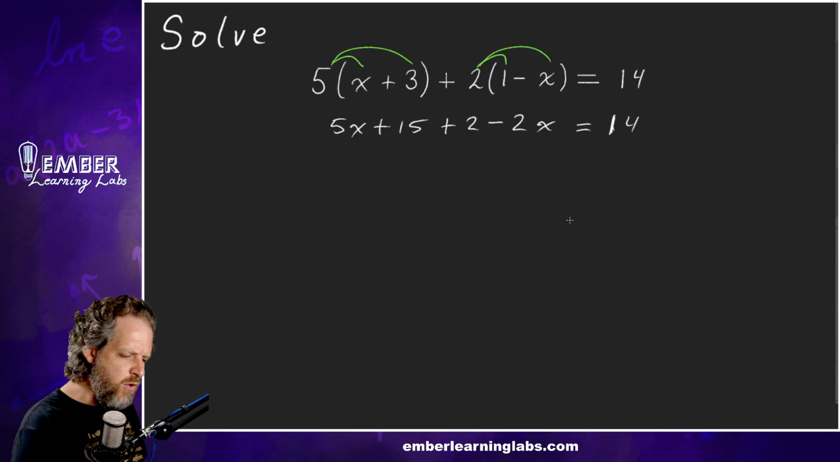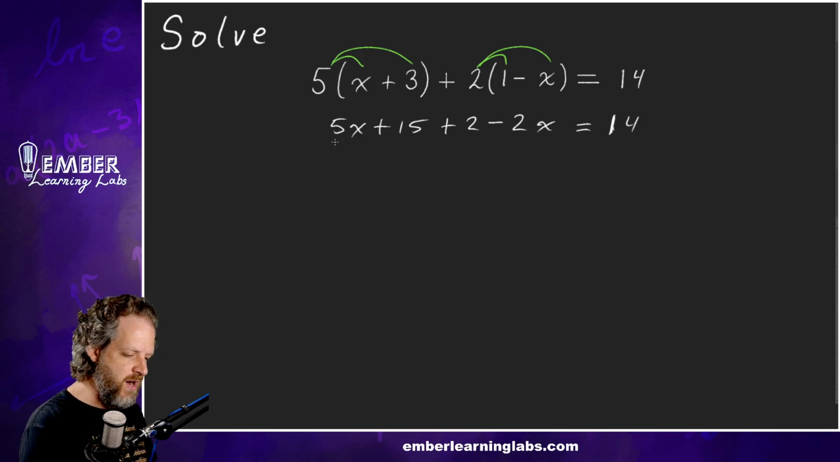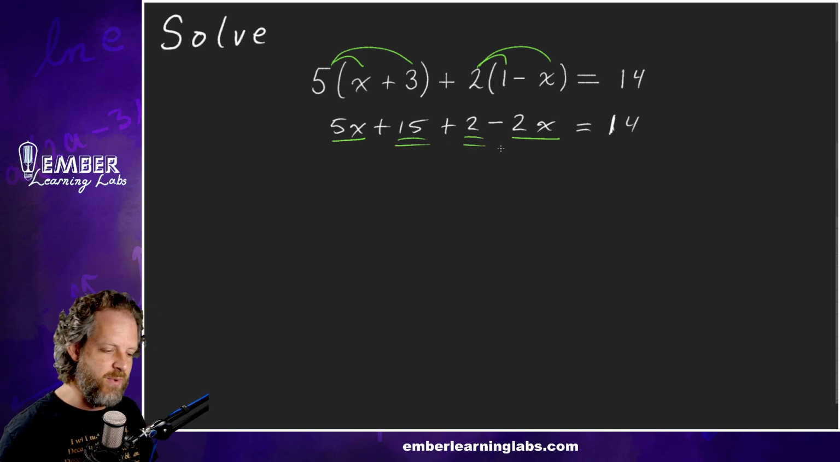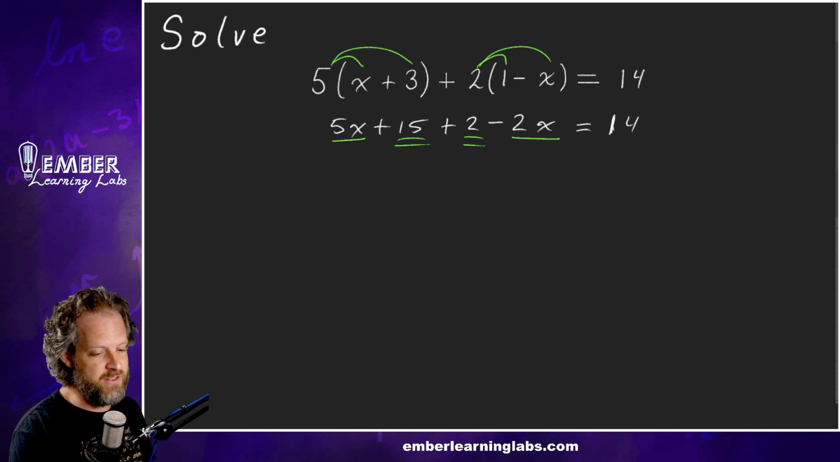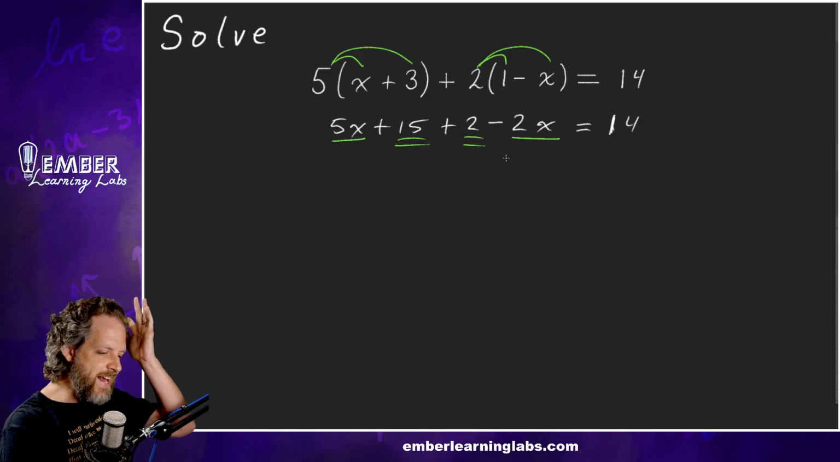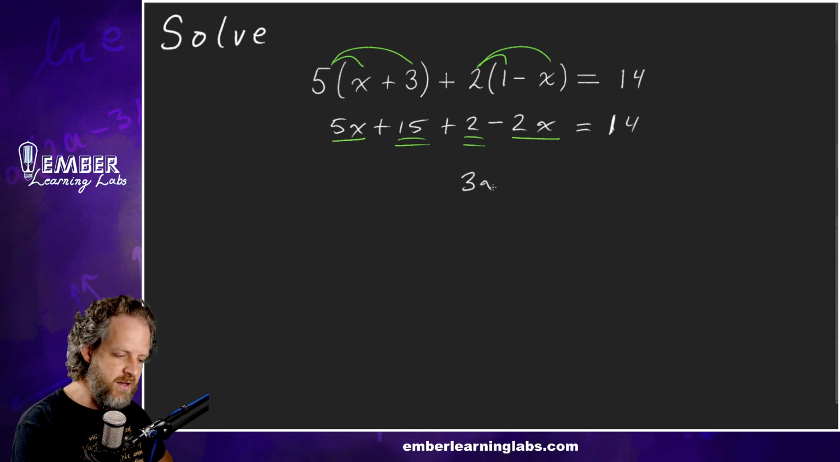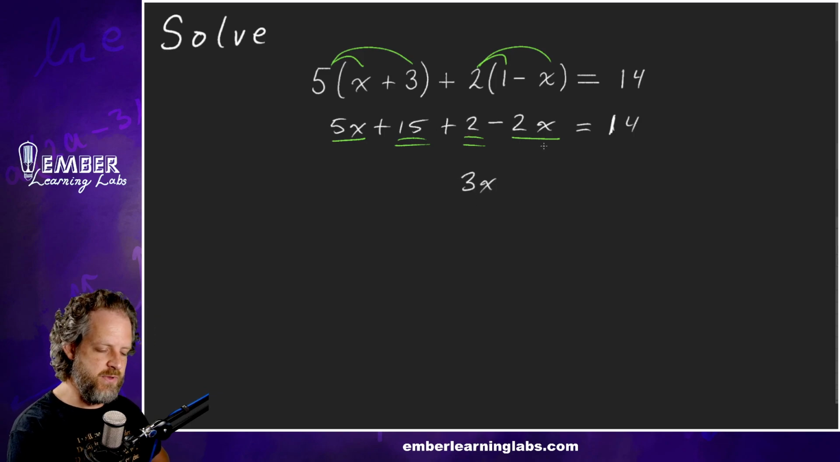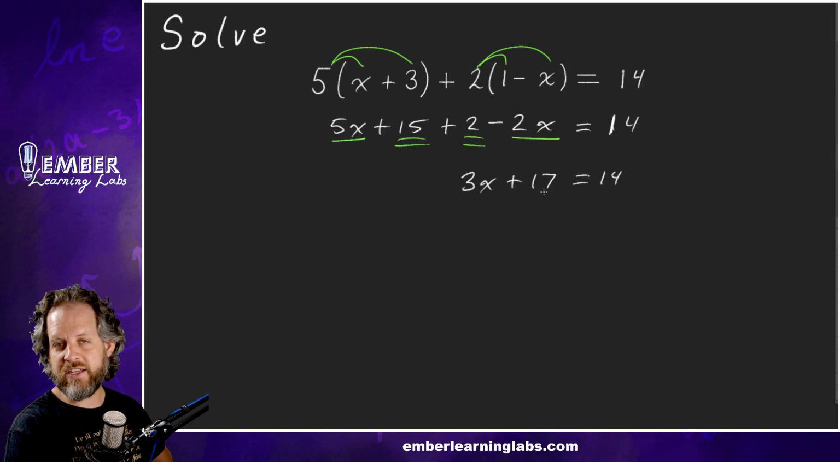So we've got a bunch of mess over here, but we do have like terms, right? We've got this guy and this guy. We've also got these two that we can combine. When you combine like terms, which we reviewed last time, you're just adding those coefficients. So 5 plus negative 2 is 3x. And then 15 plus 2 is plus 17 equals 14. So we have two things to get rid of.